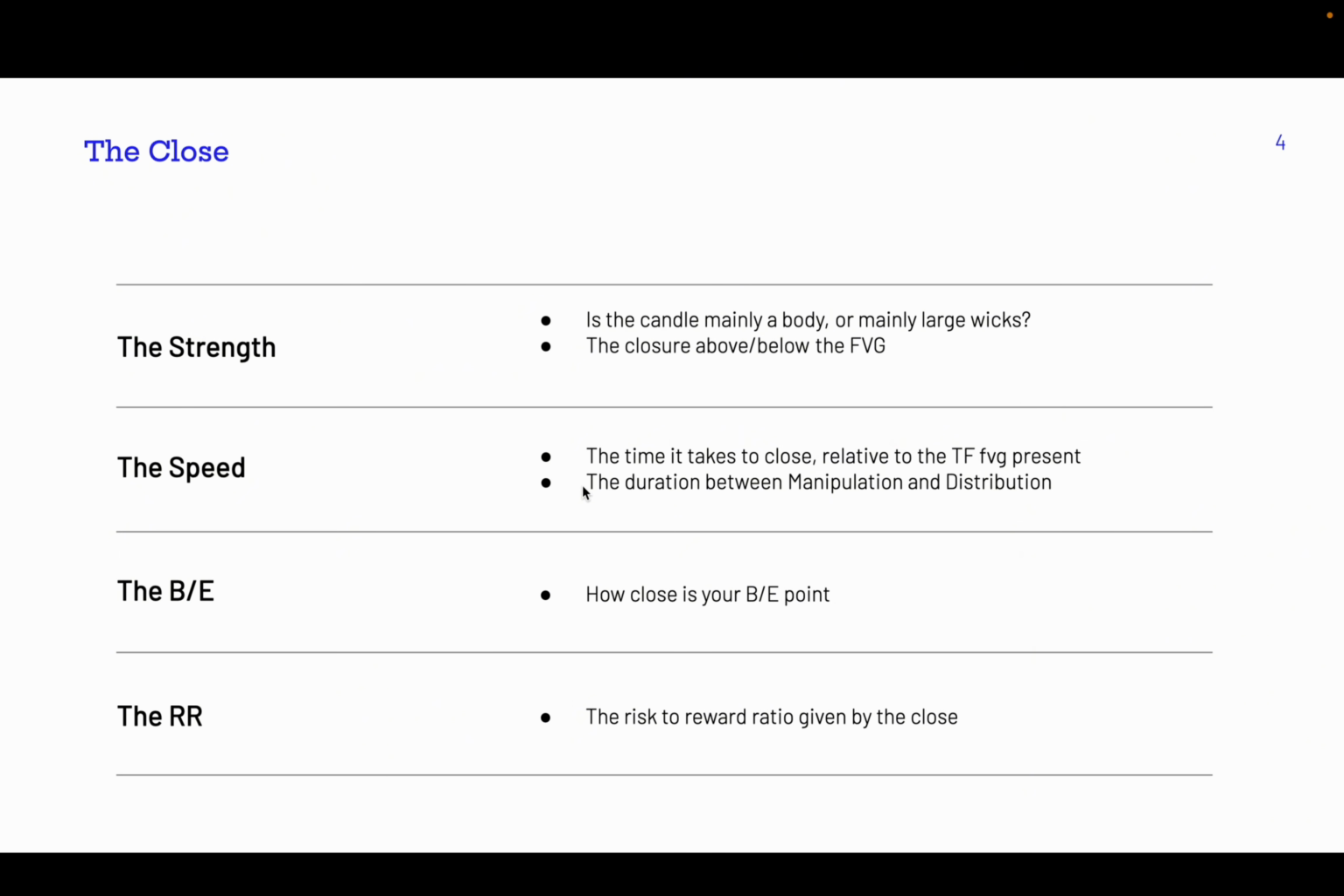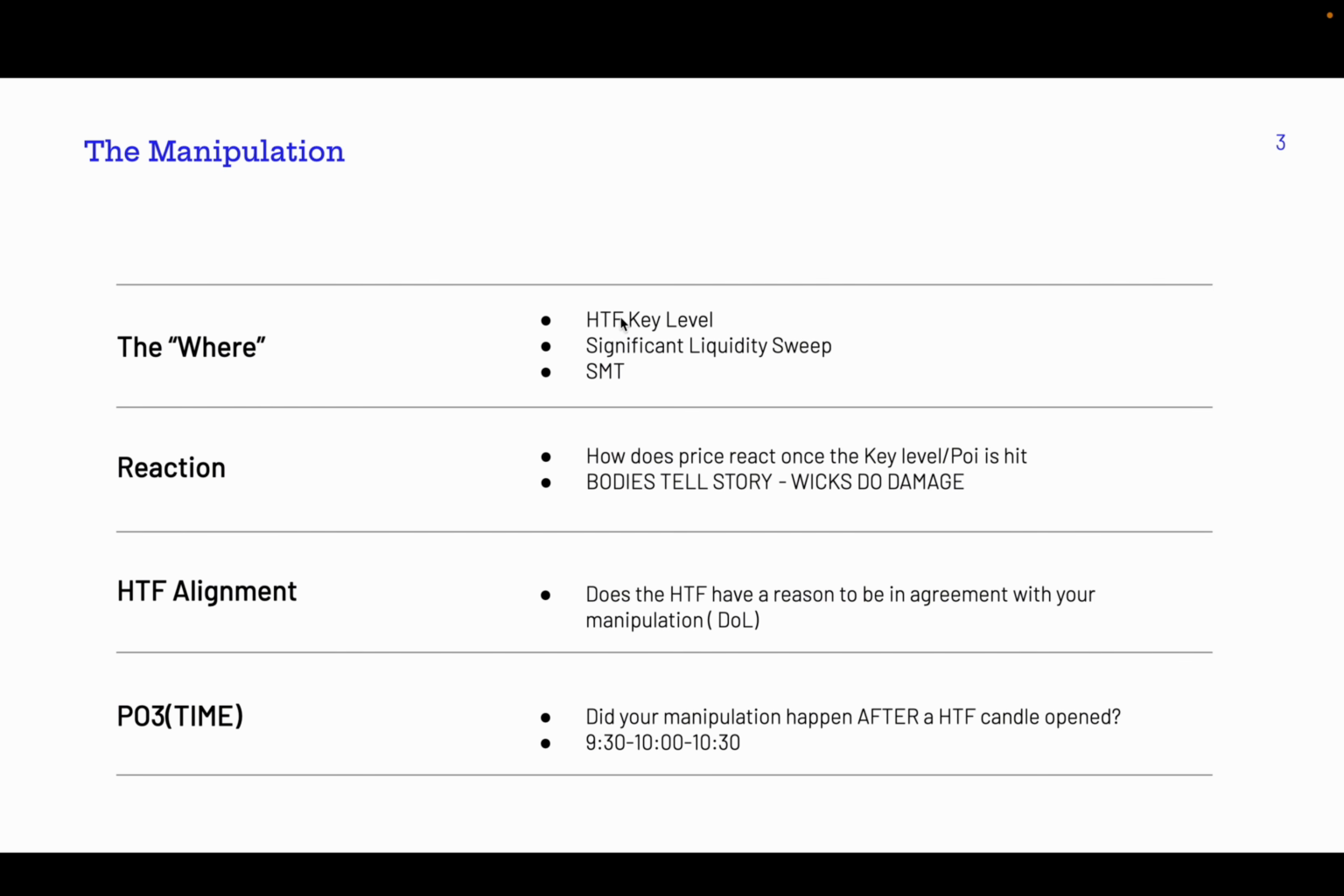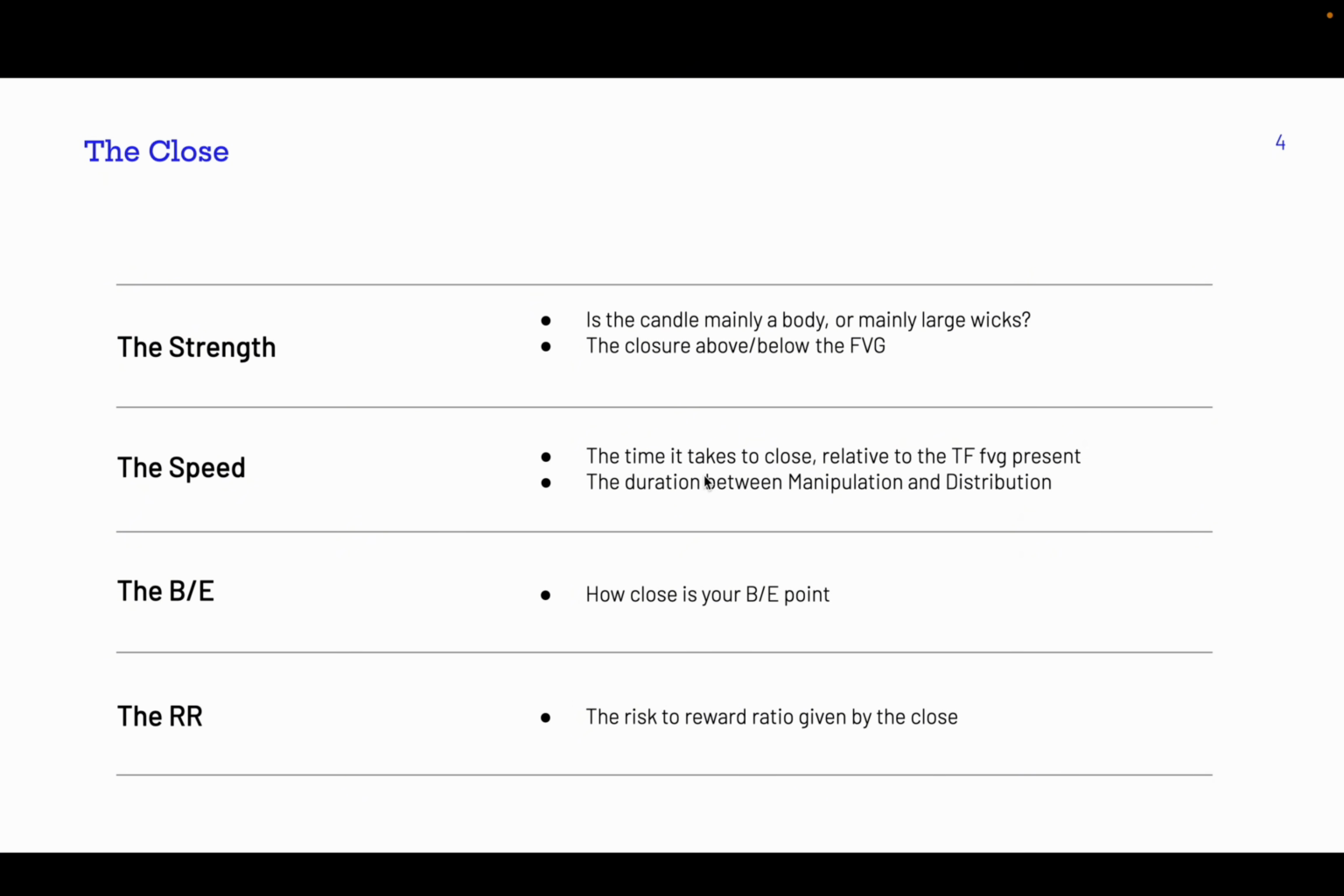And then another thing to take into account is the duration between manipulation and distribution. So if we end up hitting this high time frame key level, we sweep and we have an SMT, but then we just kind of chop around. We don't really do anything. And then 5 minutes later, 10 minutes later, we start moving. To me, it's like, all right, maybe I'm on the wrong side of the market, because you want that speed, you want that strength with your inversions.